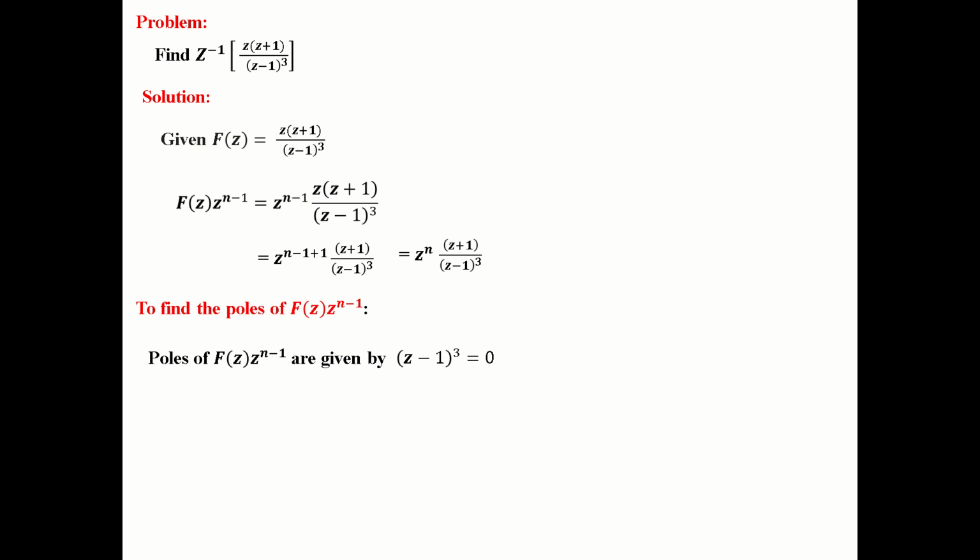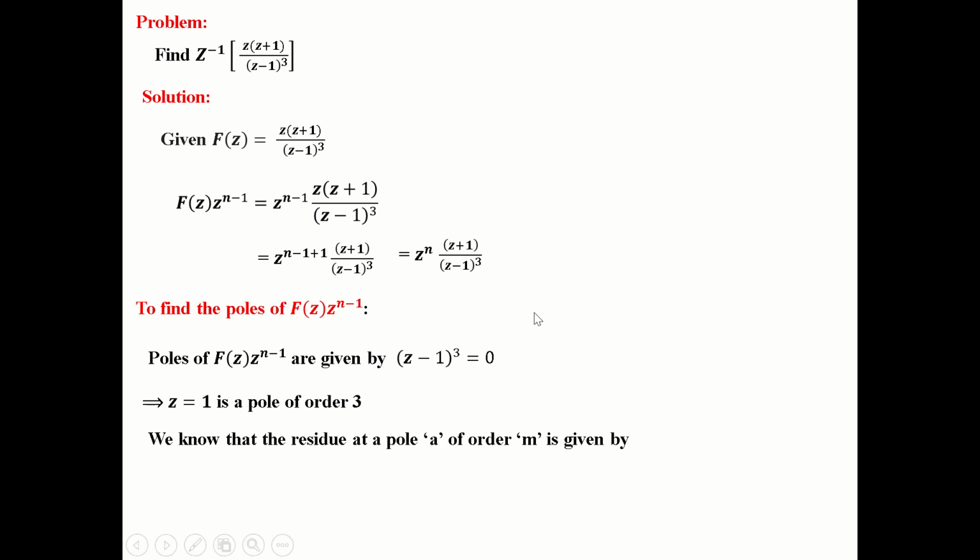z minus 1 whole cube equal to 0. So z is equal to 1 is a pole. What is the power? Power 3, right? z minus 1 power 3, cube, right? So z is equal to 1 is a pole of order 3, right? Now we need to find the residues using the residue formula.